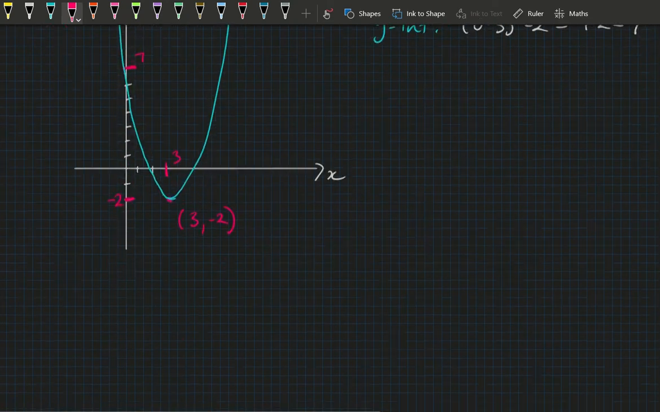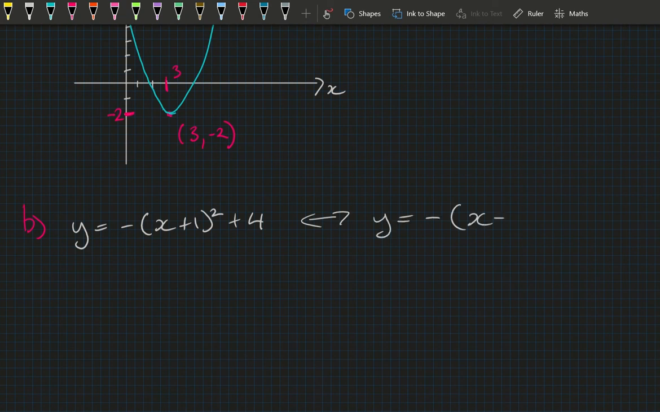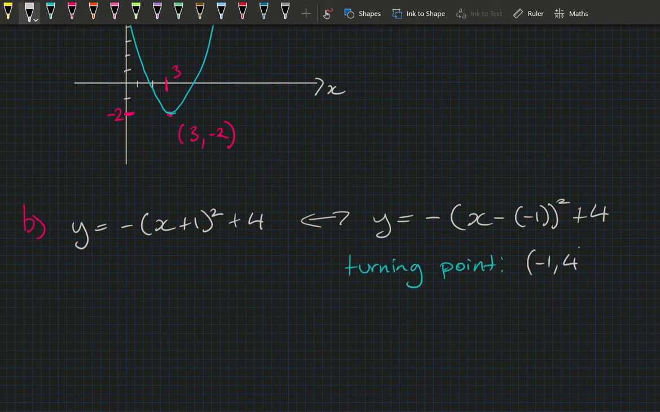All right, let's move on to part B, where we have y equals minus (x plus 1) squared plus 4. So I'm going to expand this one again just to make a point about what the plus sign means inside those brackets. So you could rewrite that as y equals minus (x minus minus 1) all squared plus 4. Okay, so that way we know that our turning point is (minus 1, 4).